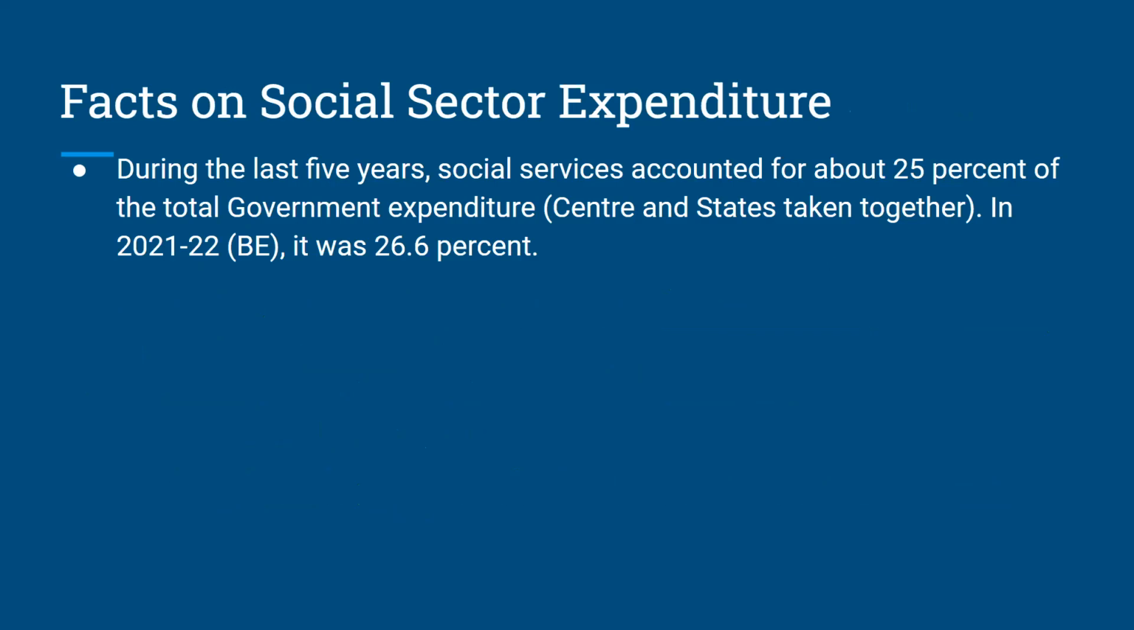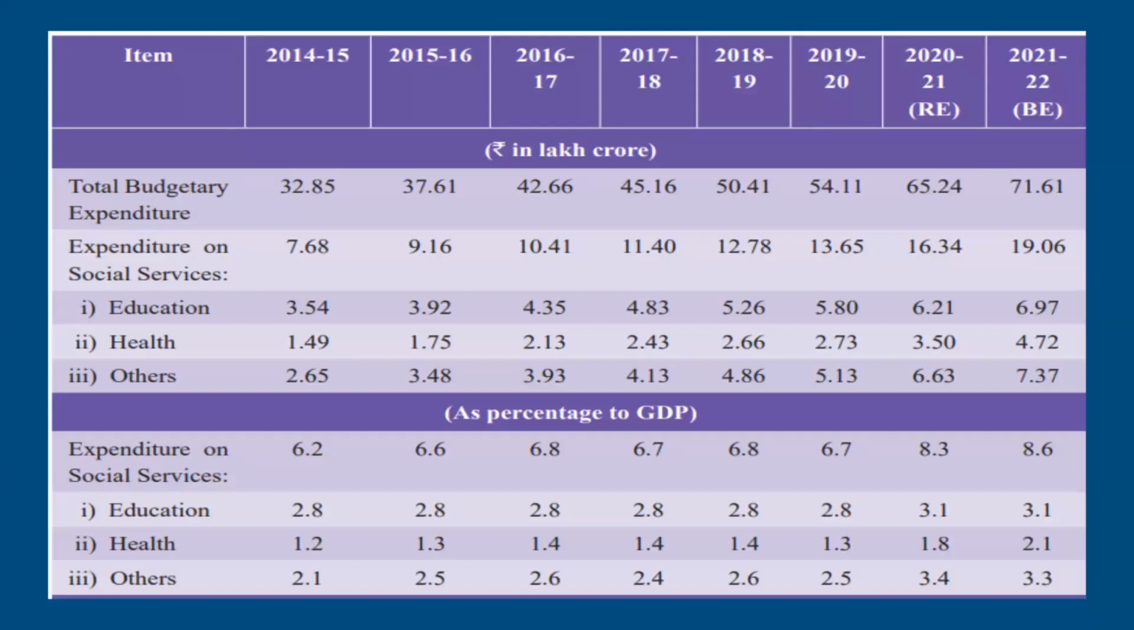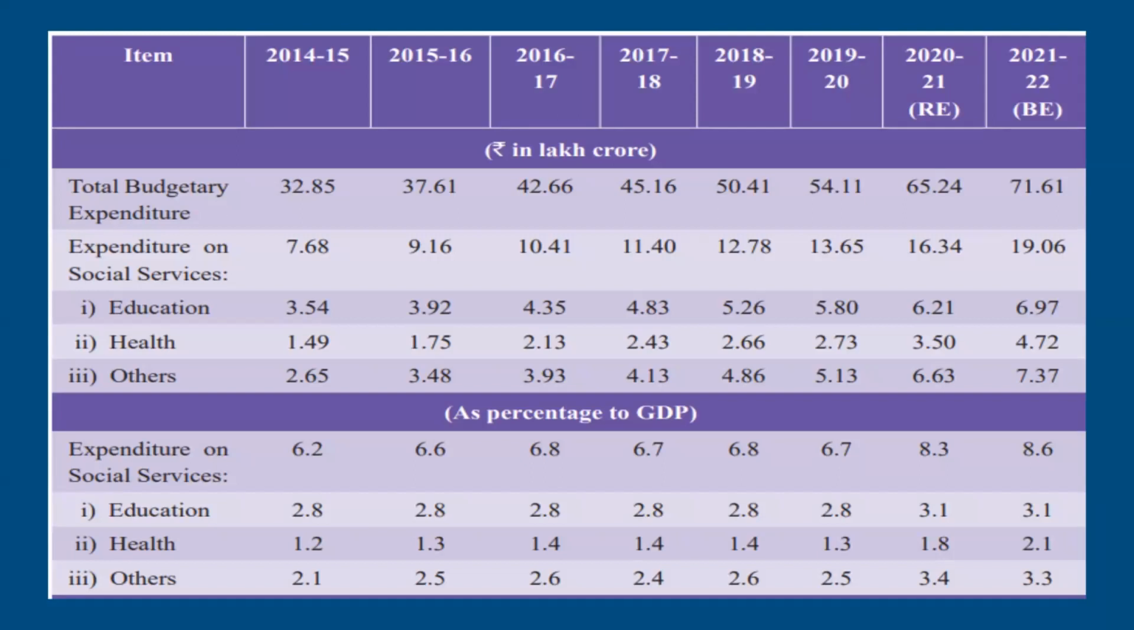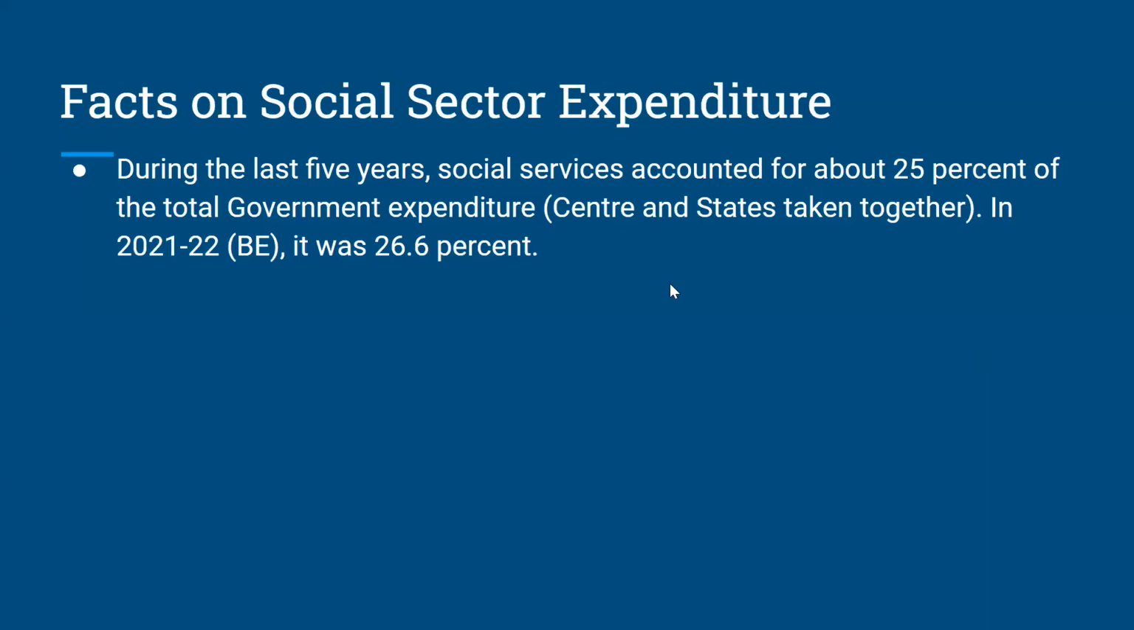Next, we will see certain facts on social sector expenditure. This graph will give you a better understanding of this. During the last 5 years, social services accounted for about 25% of total government expenditure. In 2021-22, it again increased to 26.6%. This data is very important. We can use it in mains.